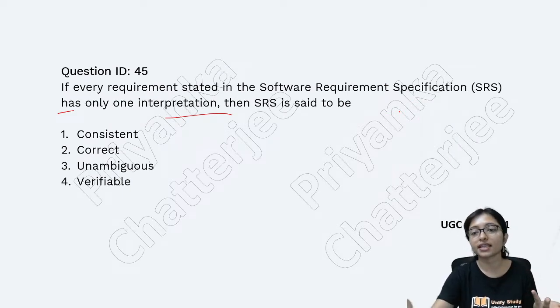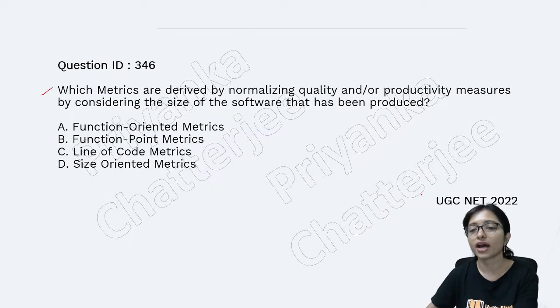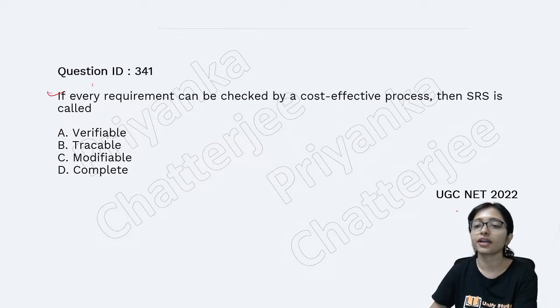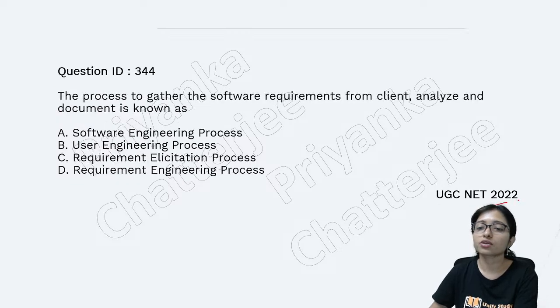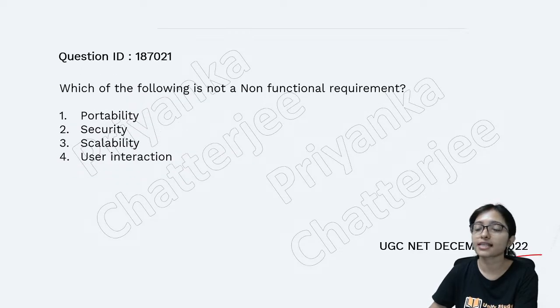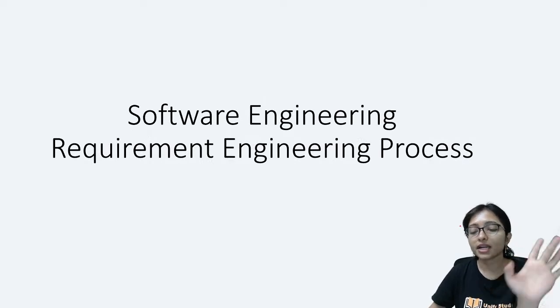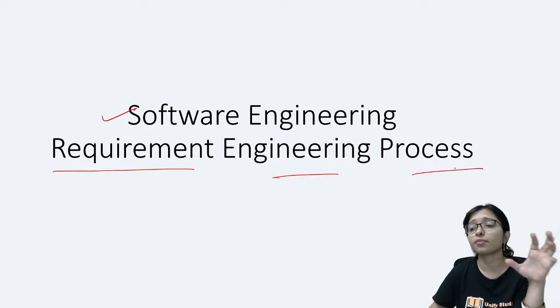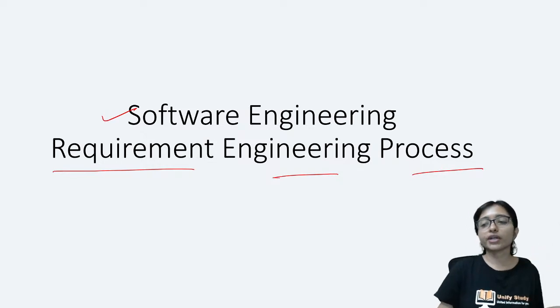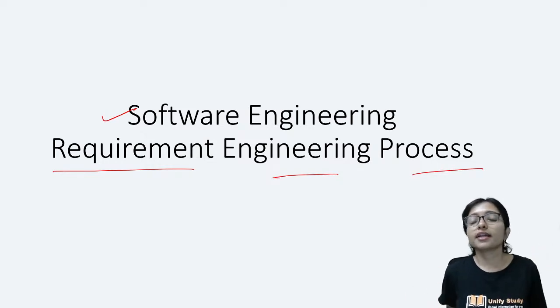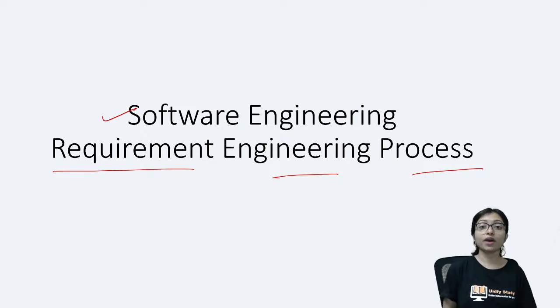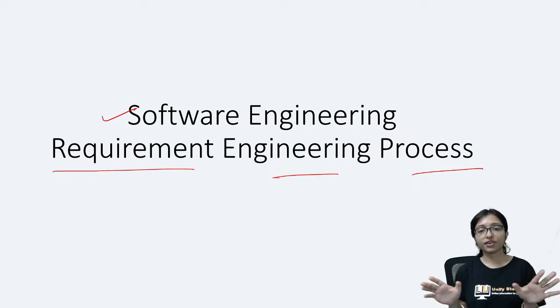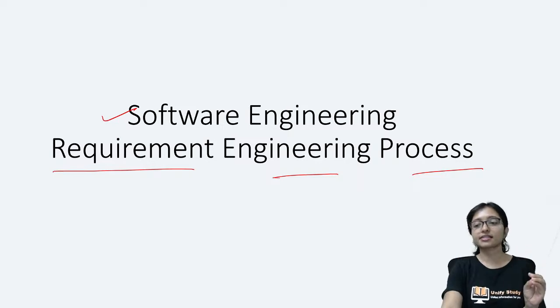If you want to know the answers to all these questions, as you can see, they are asking repeatedly: 2021 UGC NET, 2022, December 2022 repeated questions from this chapter, that is the software engineering requirement process. Very important chapter. It is total theory, a little bit lengthy, but you have to understand this theory very carefully, otherwise there is a high chance you will make mistakes in these questions.